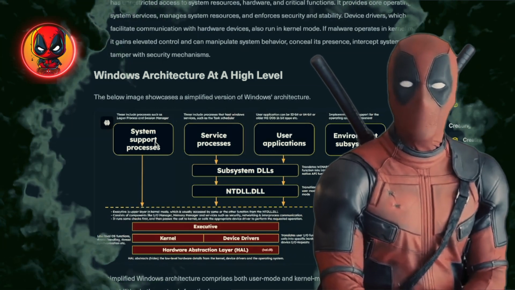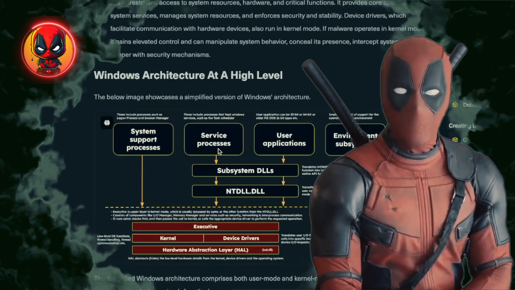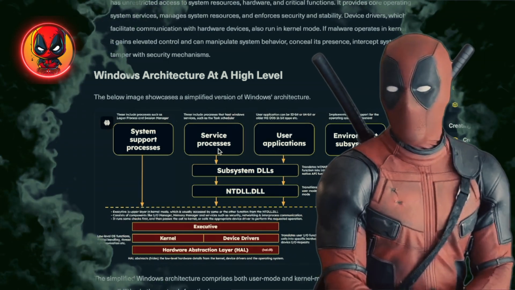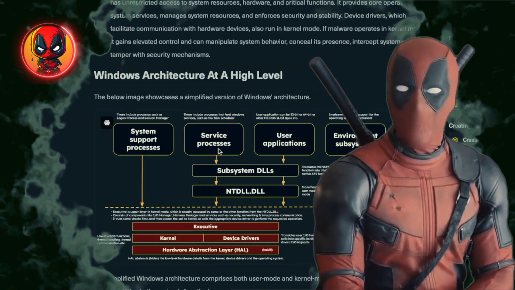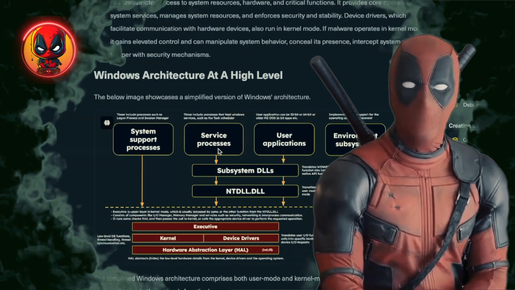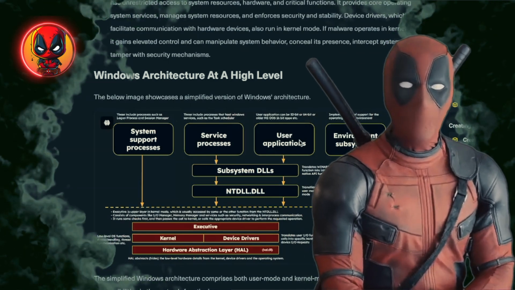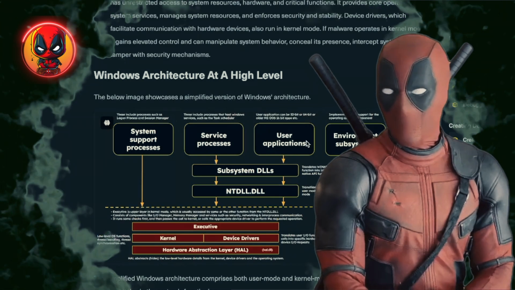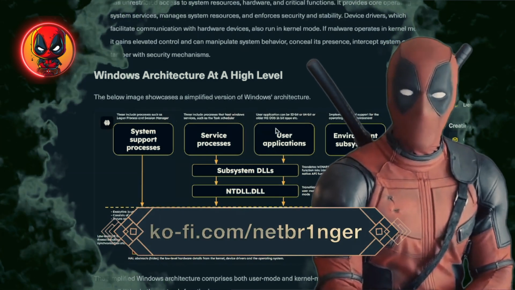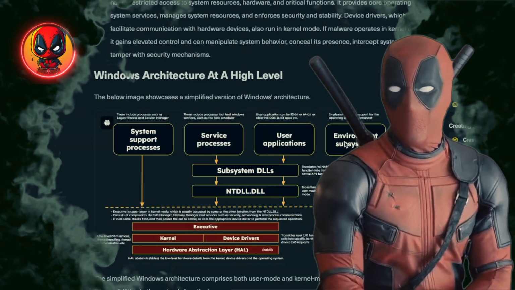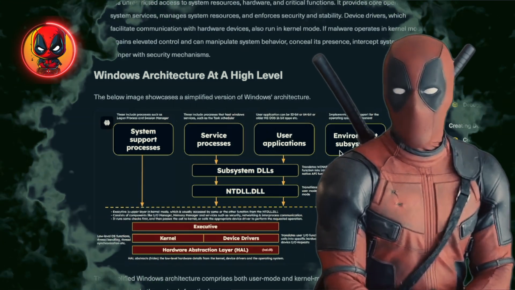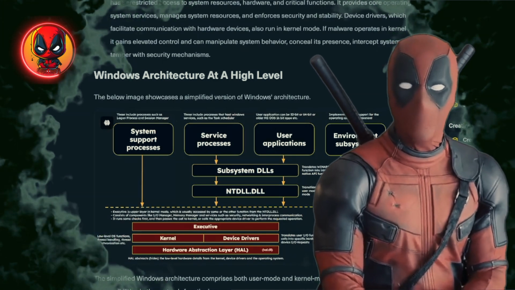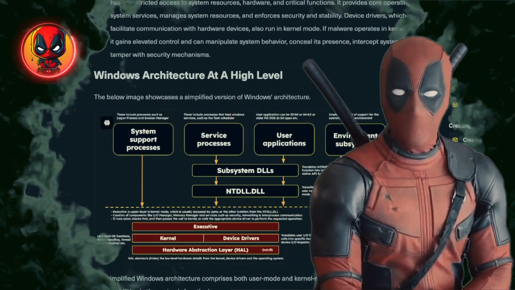2. Service processes. These processes handle various services that run in the background. For example, the task scheduler, which manages the scheduling of tasks like web backups and updates. 3. User applications. This is where your typical applications, such as your web browser or text editor, run. They can be either 32-bit or 64-bit applications. 4. Environment subsystems. These subsystems support different operating environments. For instance, they enable compatibility with older applications designed for earlier versions of Windows.